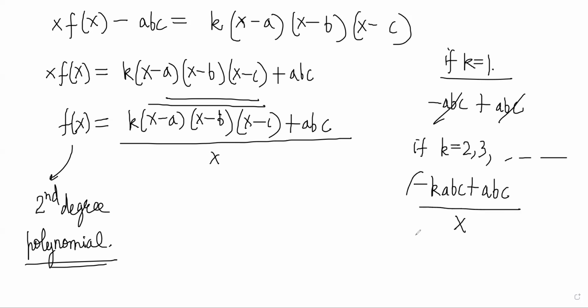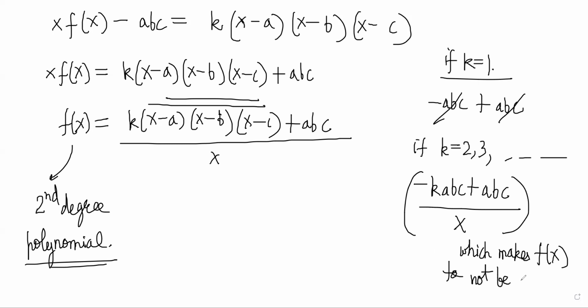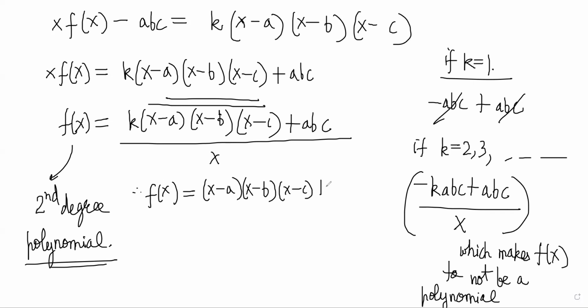So when you divide by x, you will have this term, which makes f of x not be a polynomial. A polynomial cannot have x as a negative power. Here x is having a power of -1. That is not possible for a polynomial. So any value of k other than 1 makes this last term not get cancelled. So you will end up with a divide by x term. So therefore k must be 1. So therefore f of x is x minus a, x minus b, x minus c plus abc divided by x, right?